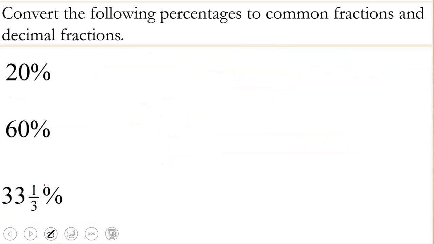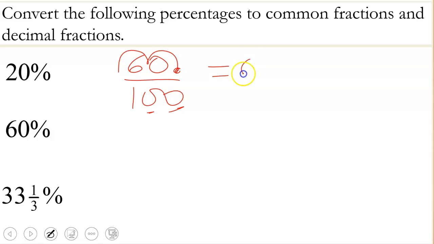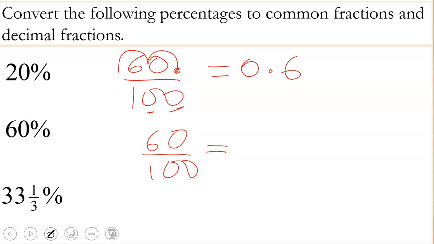Now let's look at 60%. Again, 60% simply means 60 over 100. And because we have two zeros here, we can move the decimal point 1, 2, and that will give us 0.6.